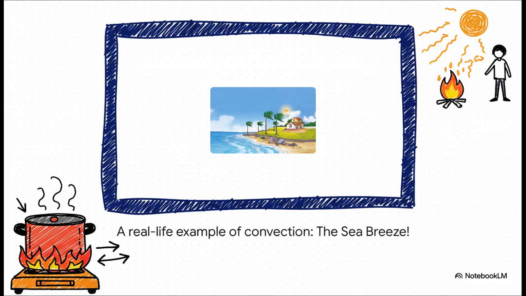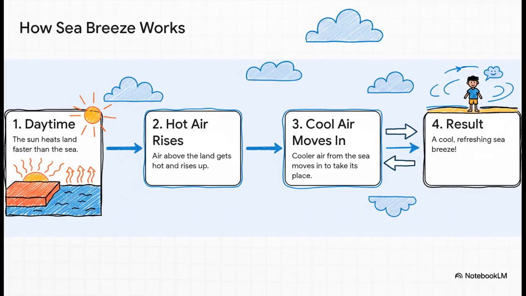That is a giant convection current happening in nature. Here's how it works, step by step. During the day, the land gets hot way faster than the sea, so the air over the land gets hot and rises up. Now there's an empty space, right? So the cooler, heavier air from over the sea rushes in to fill it. And there you have it, a beautiful, cool sea breeze, all thanks to convection.